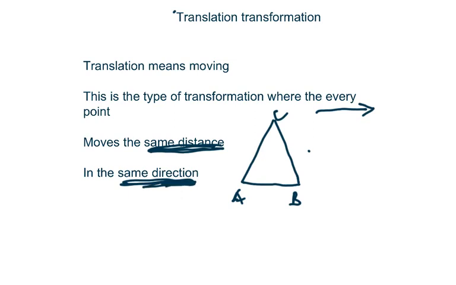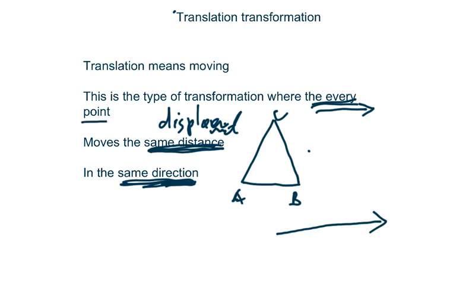And what about the distance? We need to specify. This is also regarded as displacement. We need to specify the displacement. In other words, how many units has it moved in the other direction? So let us say it moves 2 units. So that means every point must move 2 units.